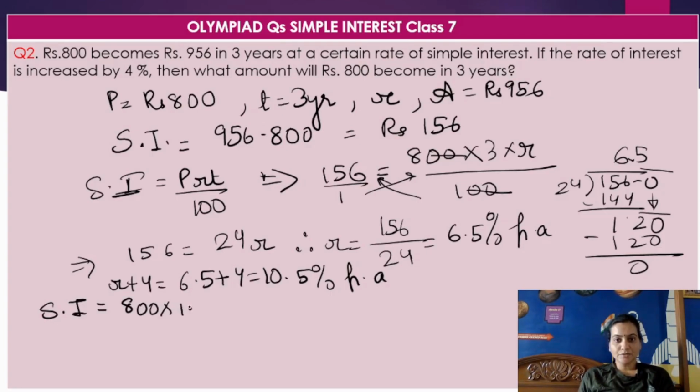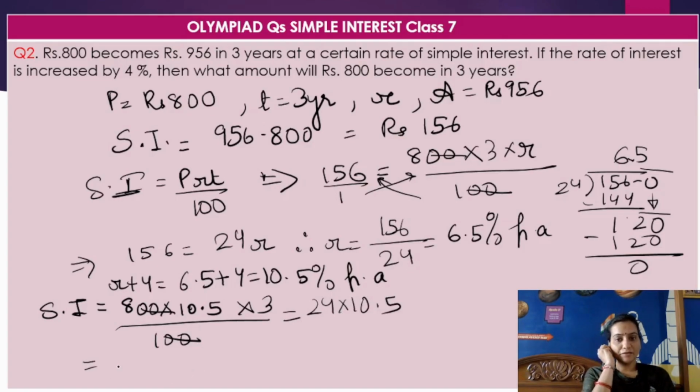नया रेट ऑफ इंटरेस्ट व्हेन आई एडेड 4 टू इट इज 10.5. टाइम पीरियड 3 years दिया गया है डिवाइडेड बाय 100. सो ये कैंसिल कर देते हैं. व्हाट रिमेन्स इज 24 into 10.5 है ना. सो लेट्स मल्टीप्लाई 24 with 10.5.